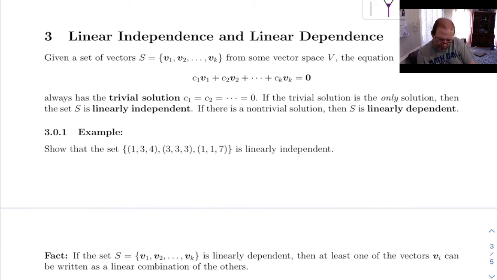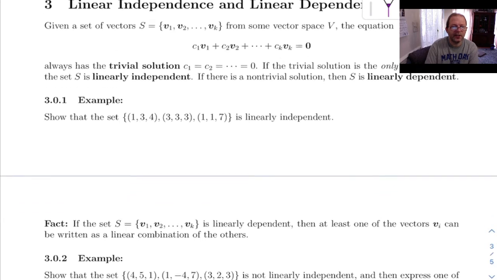But if you look at this, there's always going to be what's called the trivial solution. If you put in 0 for each one of these C's, then you're definitely going to get the zero vector out of it. And if that's the only solution you get, we say that these vectors are linearly independent. If there's a non-trivial solution, that's a solution where at least one of your coefficients is non-zero, then S is called linearly dependent. So let's look at a few examples.